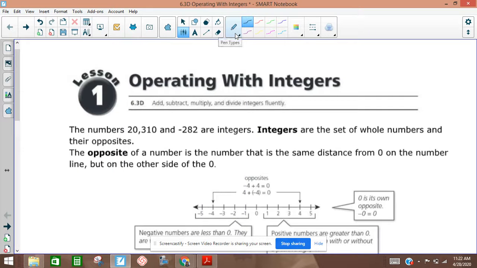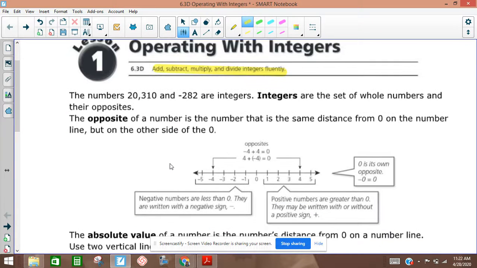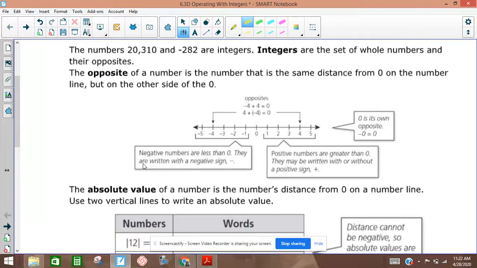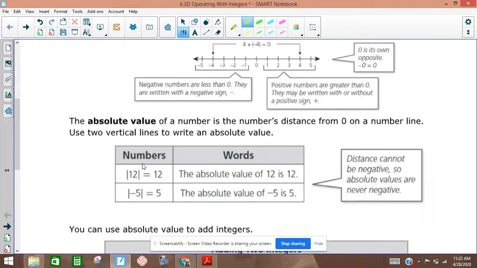Hello students, for this week's assignments, we're going to go back and review how to work with integers, and more than anything, how to add, subtract, multiply, and divide integers. Remember, the integers are the whole numbers and their opposites.